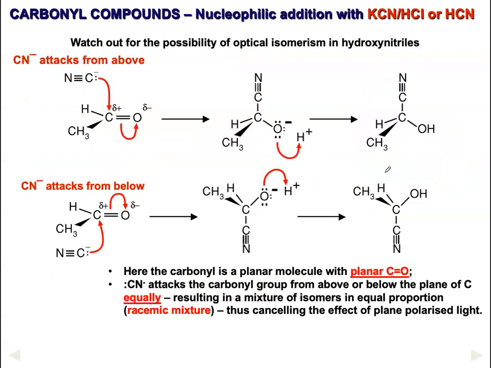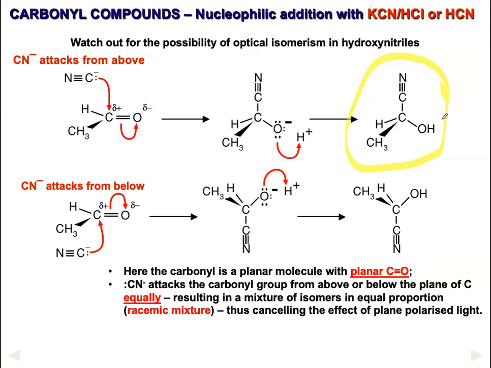On the next slide, you will realize why it's more important. The chiral compound that is produced here has a mirror image. But the two enantiomers in these mirror images cancel the rotation of plane polarized light, because we have a racemic mixture where the two isomers occur in equal proportions.